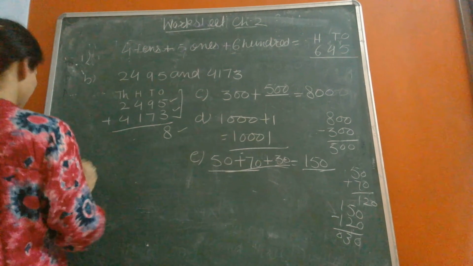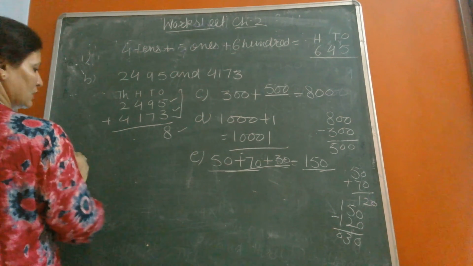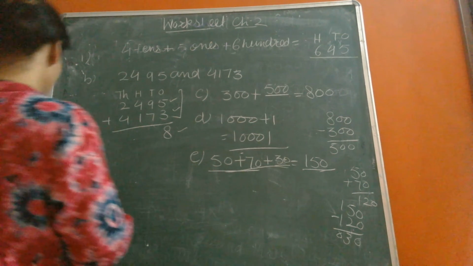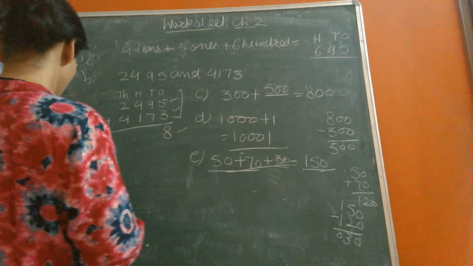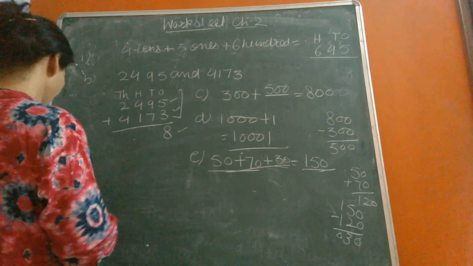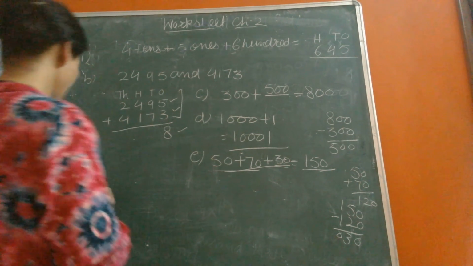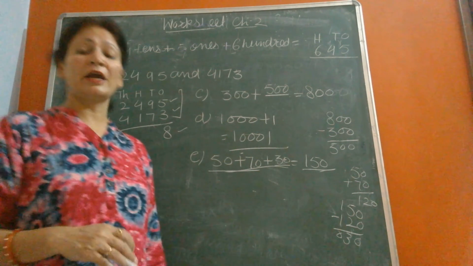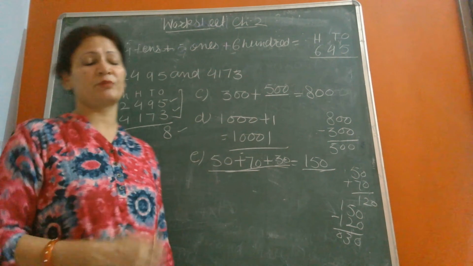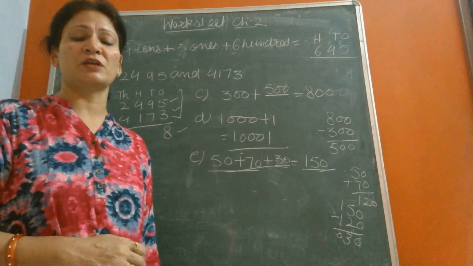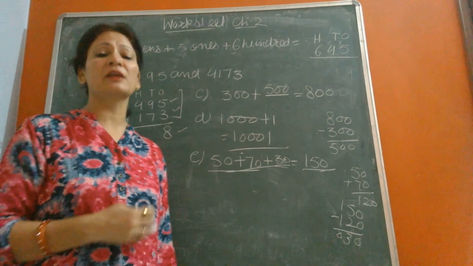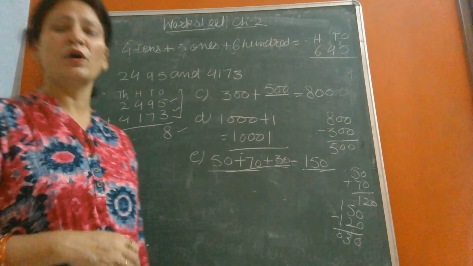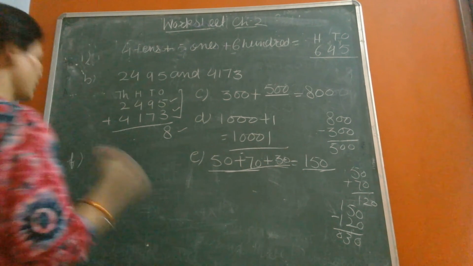Now the next question is part F. In a garden there are 1800 coconut trees, 1000 mango trees, 400 papaya trees. How many trees are there in all? I have told you in previous classes the facts of addition: all together, join, and more than. In these cases we will add. And it is asking in all.